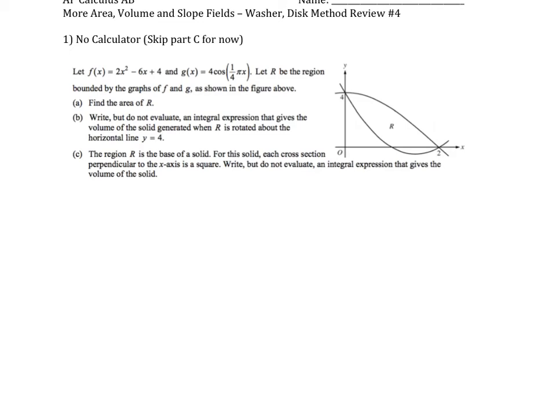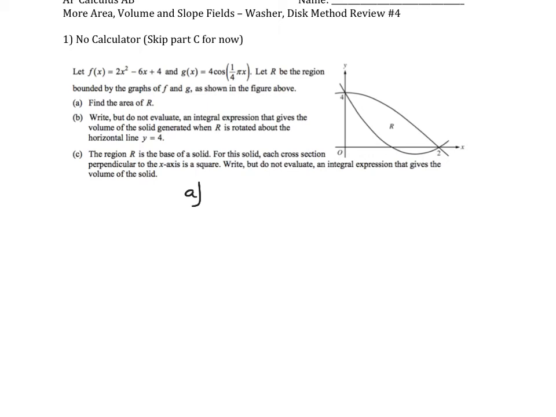All right, so let's walk through problem number 1 here. So 1a, we have let f of x equal 2x squared minus 6x plus 4. G of x equals 4 cosine of 1/4 pi x. Let R be the region bounded by the graphs f and g as shown in the figure above. Part A is find the area of R. So no volume, we're going back to area. Area is top minus bottom when it's contained between two curves.